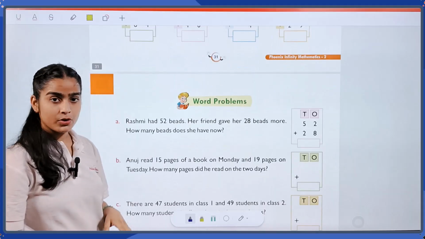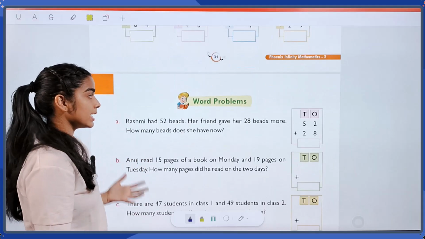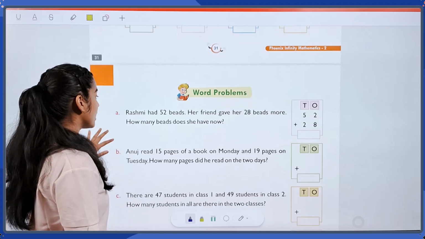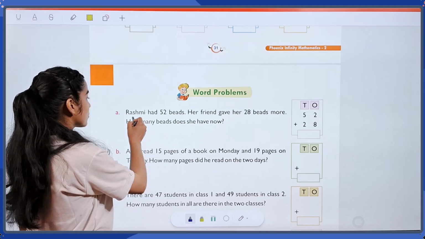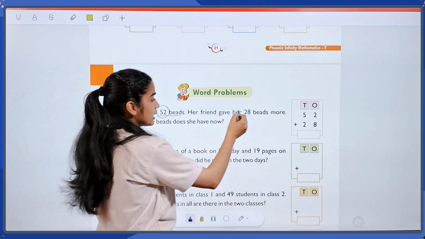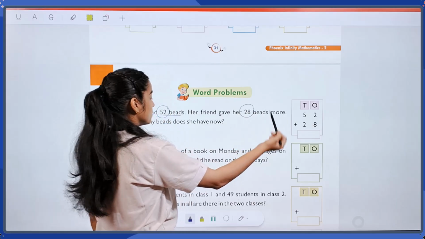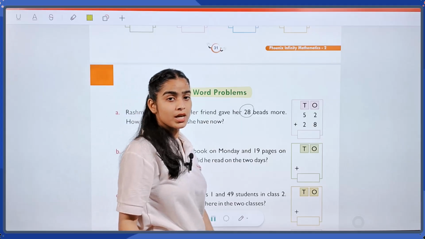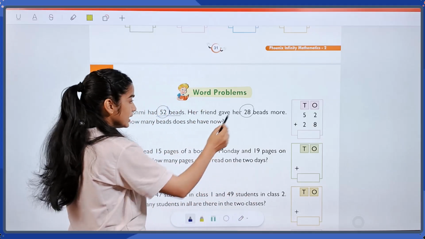Now we have word problems, which means we have to use the addition part only. But first we have to identify what the question is. Now Rashmi had 52 beads. So how many beads? 52. Her friend gave her 28 beads more. How many beads does she have now? So what do we have to do? We have to add 52 and 28.